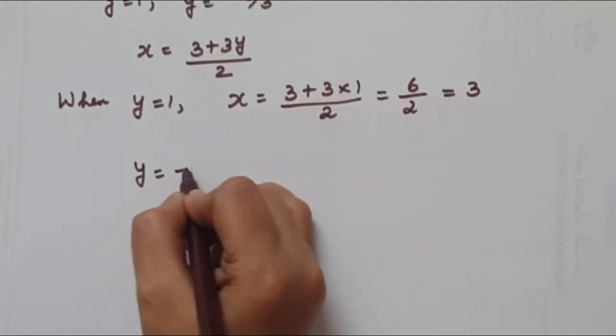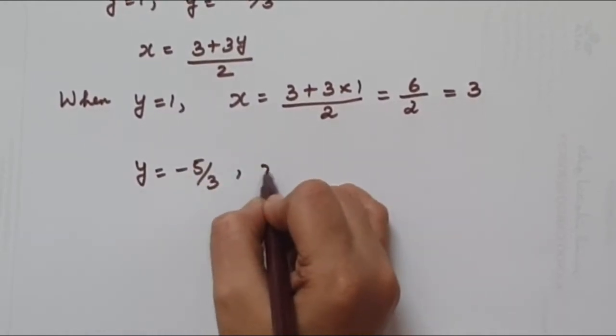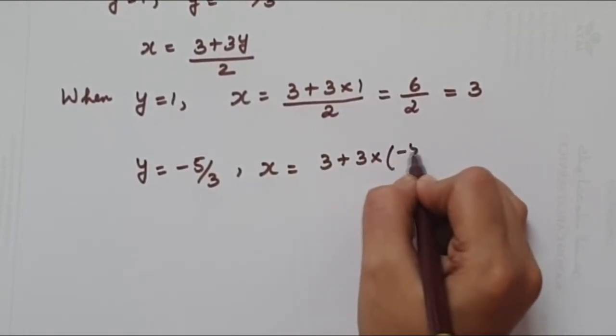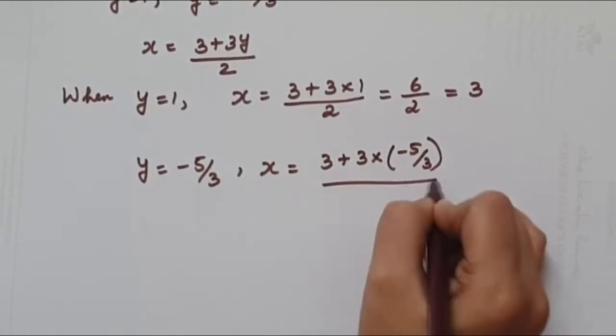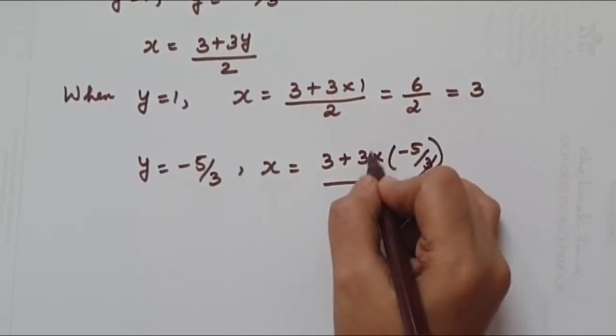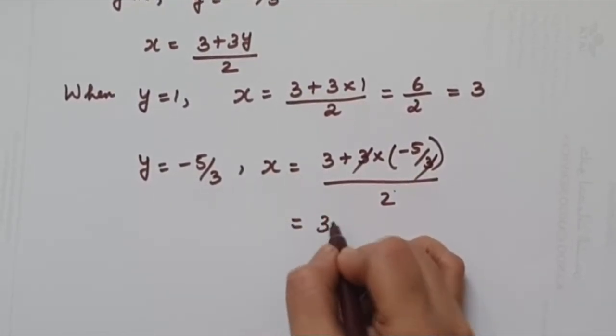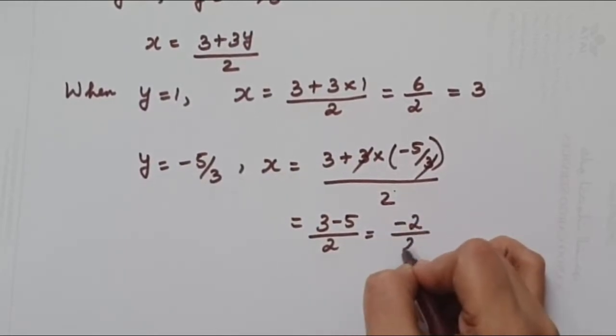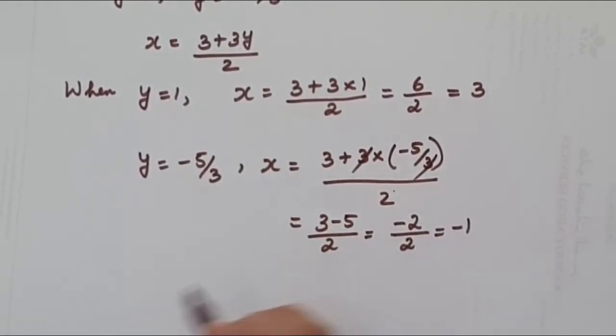Now when y equal to minus 5 over 3, x will be equal to 3 plus 3 multiplied by minus 5 over 3 divided by 2. So this 3 and 3 gets cancelled. So 3 minus 5 over 2. So it is minus 2 over 2. So it is minus 1.